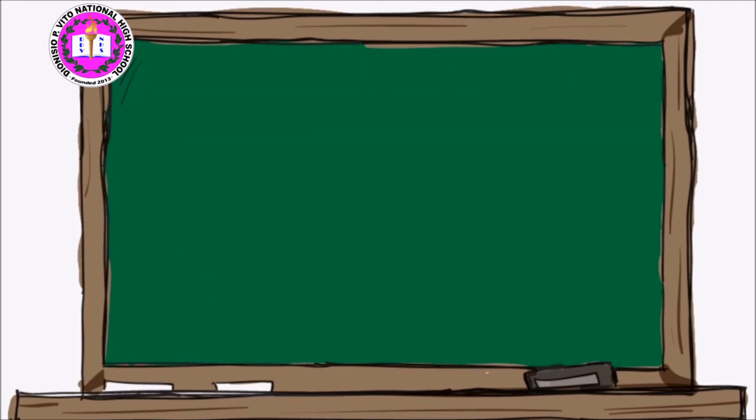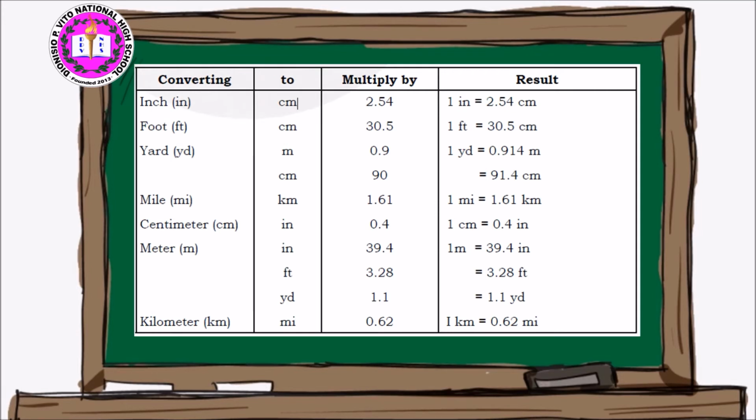The table shows how to convert the English units to metric units of measure and vice versa. So converting inches to centimeters, we're going to multiply by 2.54. Therefore, 1 inch is equal to 2.54 centimeters. And converting feet to centimeters, we're going to multiply by 30.5. Therefore, 1 foot is equal to 30.5 centimeters.